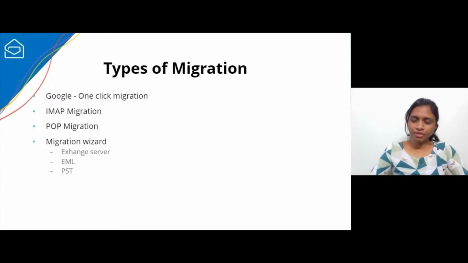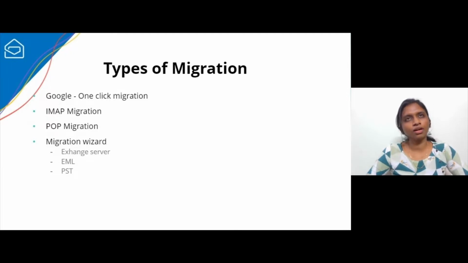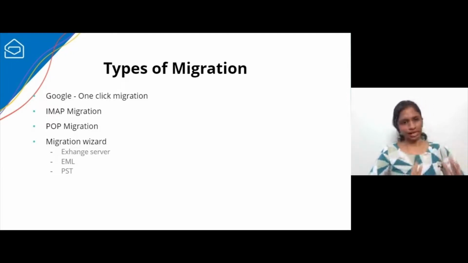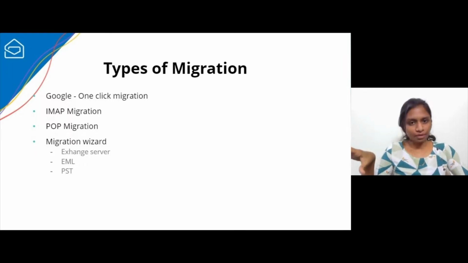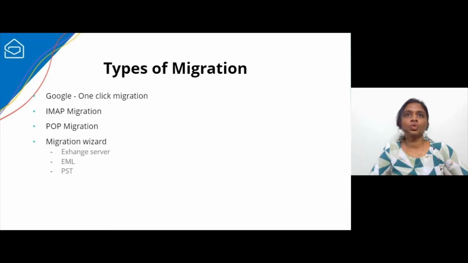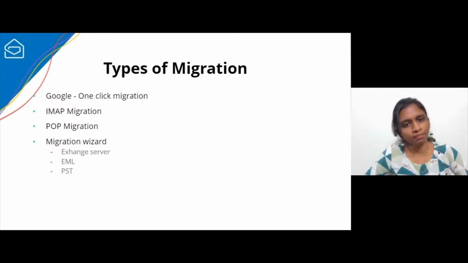But the difference is that one-click migration is a bit technical compared to IMAP migration. In one-click migration, you just need the admin's credential from Google. If you want to migrate to Zoho, you only need the admin credential of Google's admin page. But in IMAP migration, you need to have the credentials of all the users you migrate. So that is also a major difference between them.